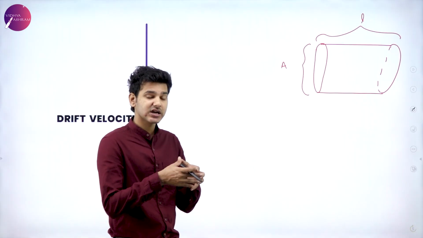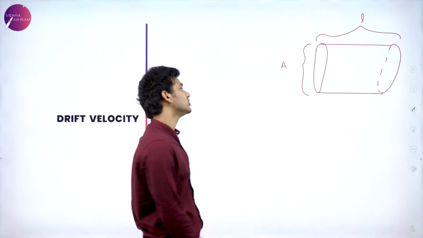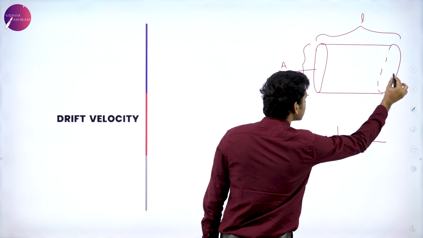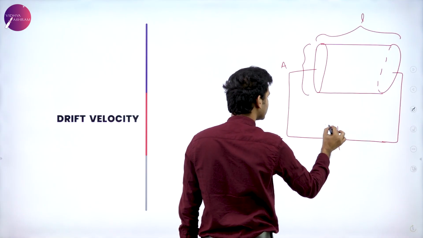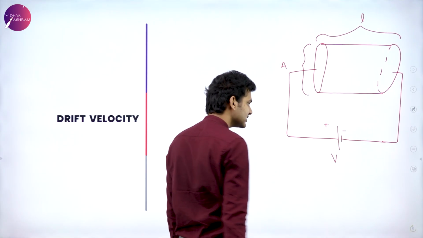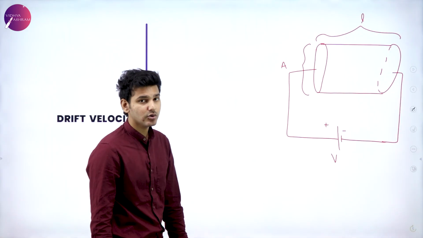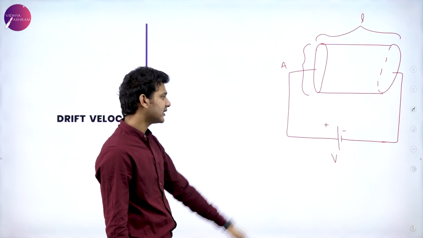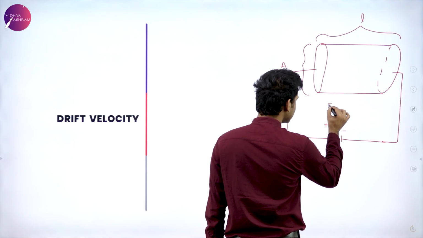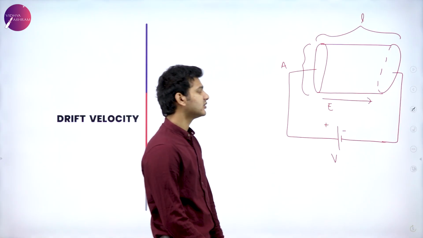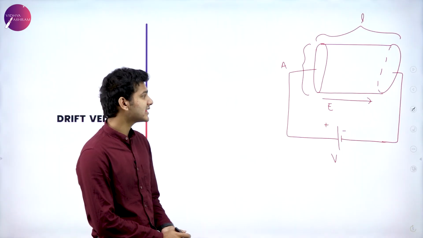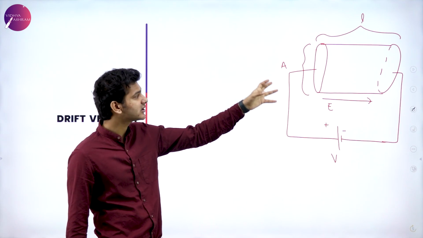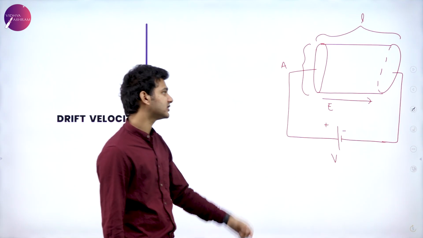Now what I'm going to do is connect both ends of this copper wire to a high voltage battery, so that the potential difference across this is V volts. Automatically we know that when I connect this material to a V volt battery, an electric field is developed, and that electric field is from positive to negative. And since the electric field is from positive to negative, the free electrons on the surface of the conductor will be experiencing a force in the opposite direction.